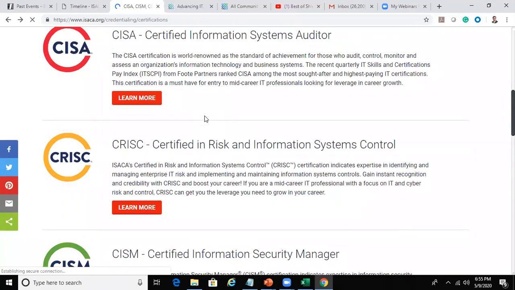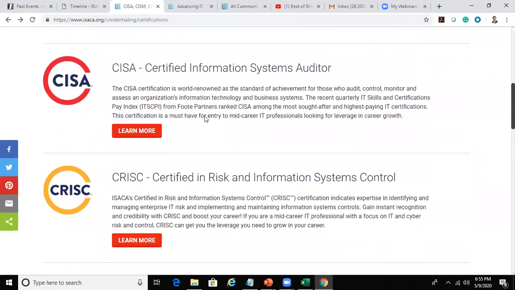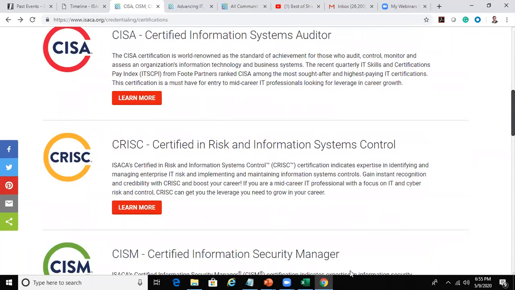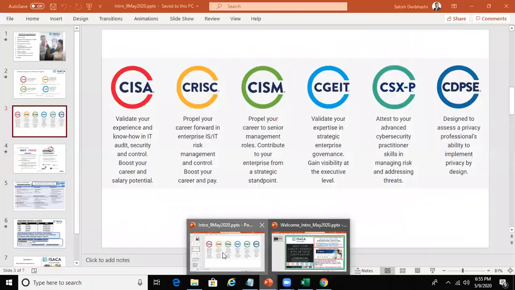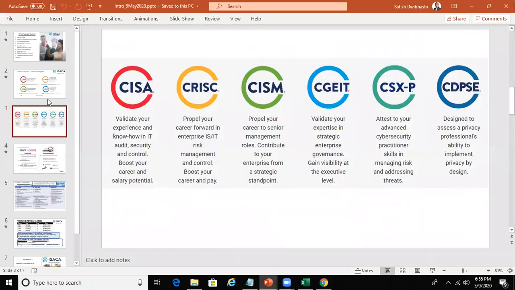I told you our discussion is more around these four certifications. Normally we do classes at the chapter office, and that is the focus of this whole intro session.